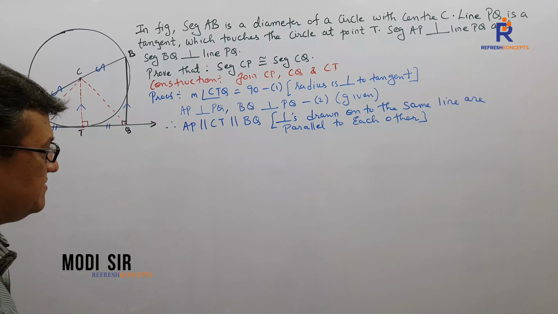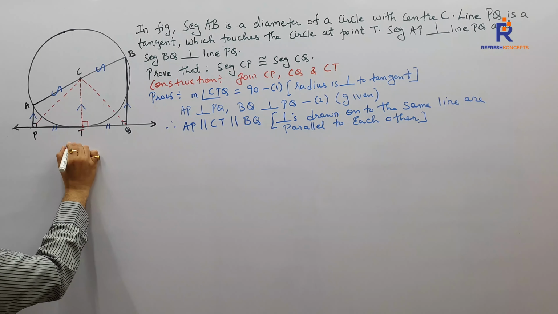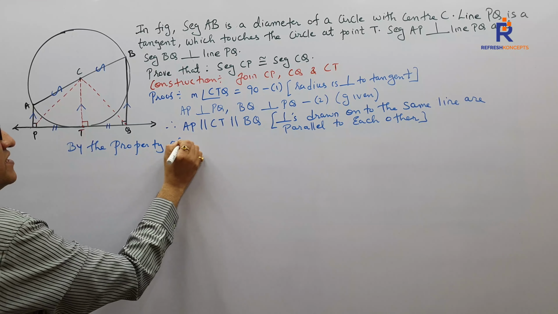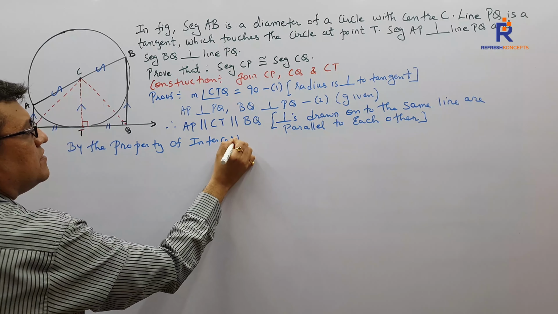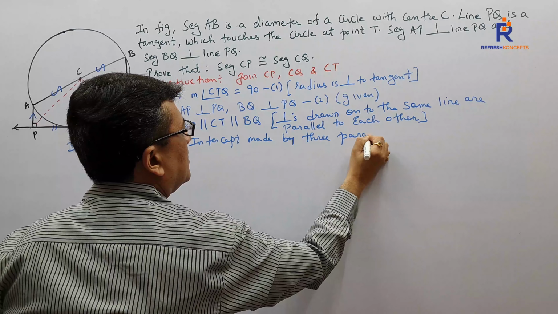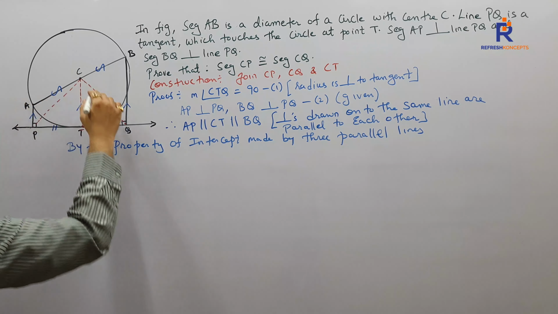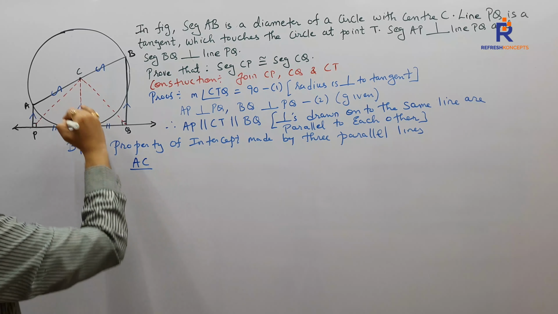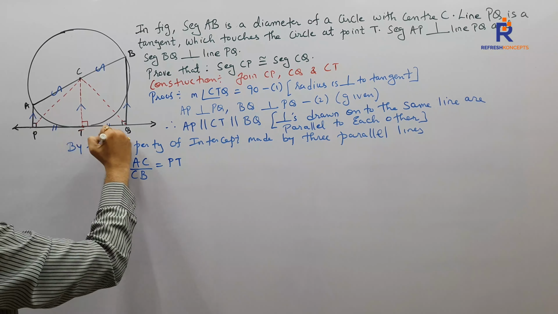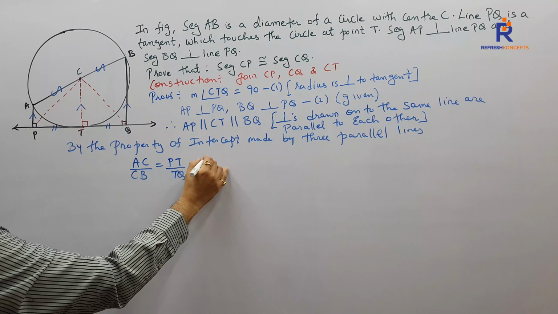Let me write down the earlier one. What I shall say, by the property of intercept made by three parallel lines. What is the property of intercept made by three parallel lines? AC by CB is equals to PT by TQ. Right? But let me say this as equation number 2.